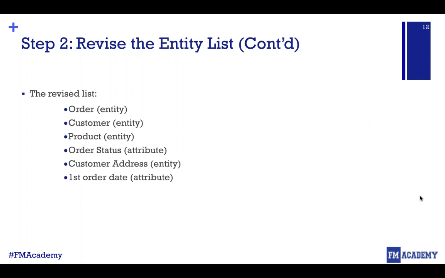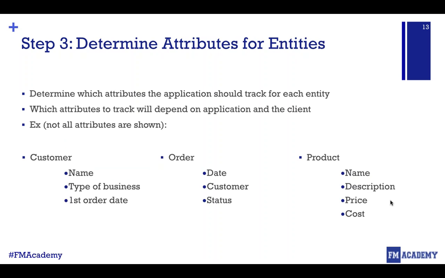Okay, so here's our revised list of things that we need to track from the problem space. We need to track orders. An order is an entity. Customers, products, those are all entities. Order status would be an attribute. Again, it wouldn't be its own worksheet. Customer address, entity, and then the first order date being an attribute. So that is our initial list from the example problem.